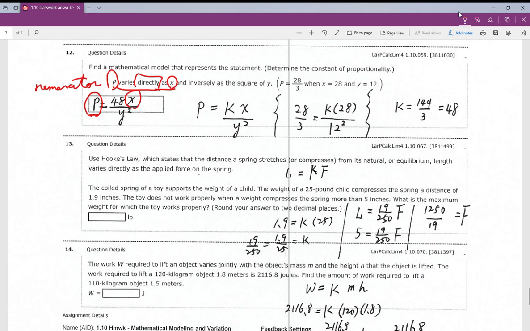And when p varies inversely as the square of y, so p and y squared are inversely related, it means if p is on the numerator, then y squared needs to be on the denominator. Okay. Let me change the color for you.